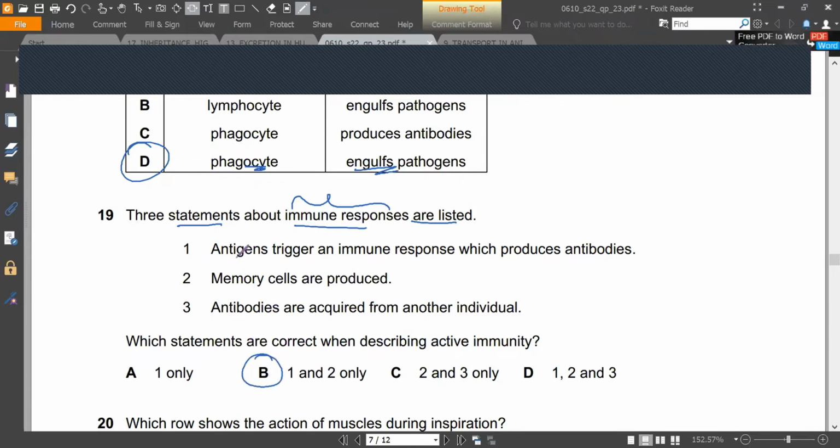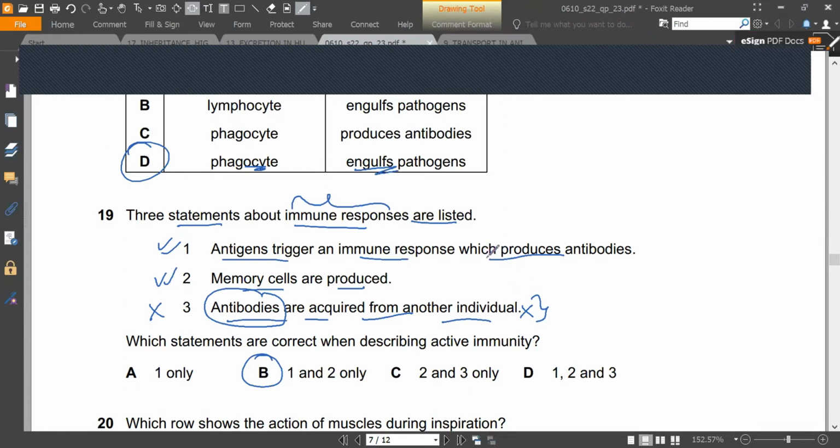First, antigen triggers immune response, which produces antibodies. Two, memory cells are produced, also correct. Number three, no, antibodies acquired from another individual. This is not an immune response, because we are not doing something by our own body to fight the disease. We are getting the protection from another person, so we are not generating the protection by ourselves. Number one and two are yes.